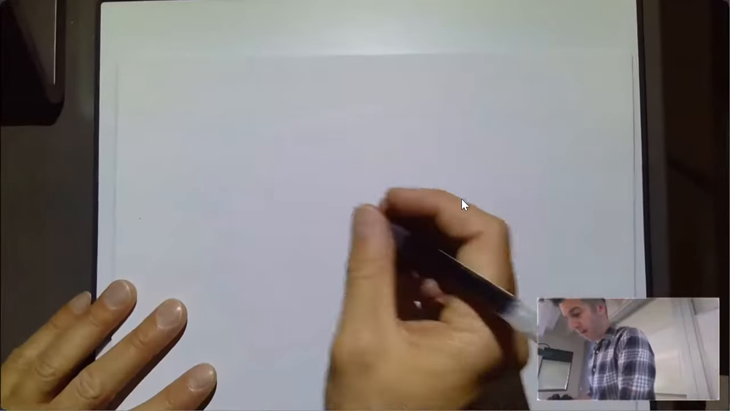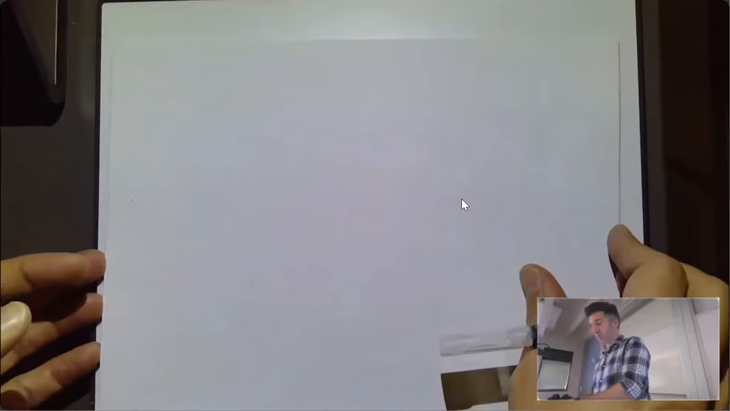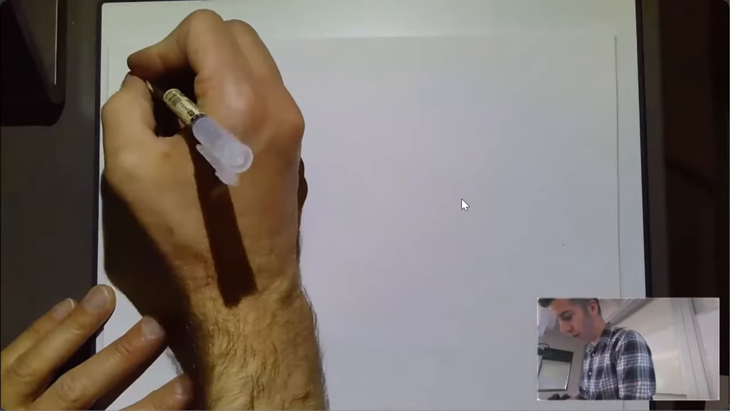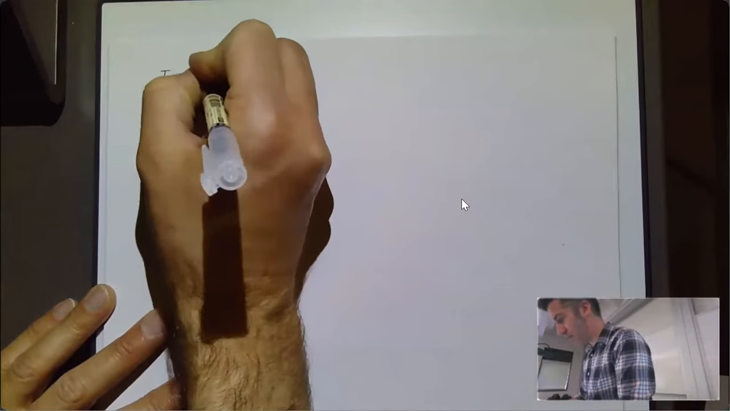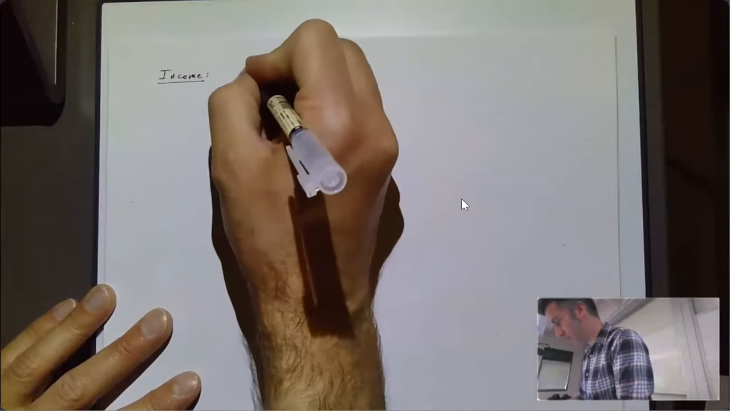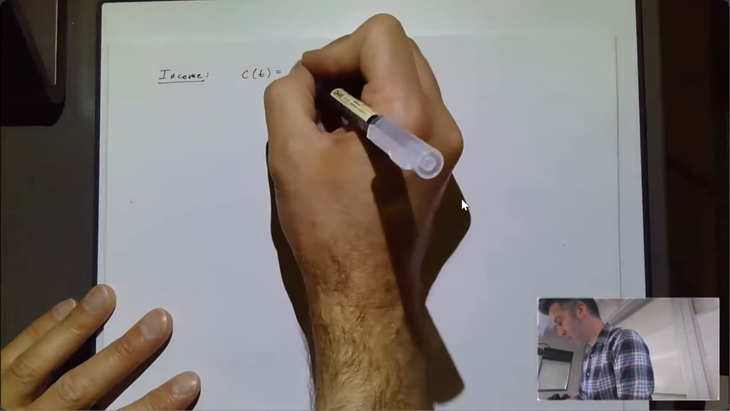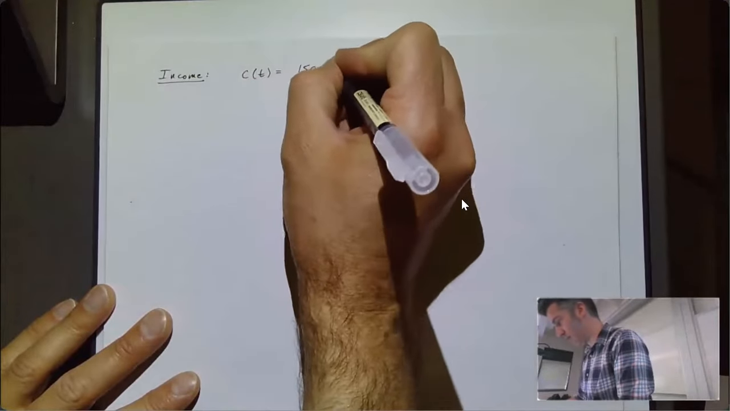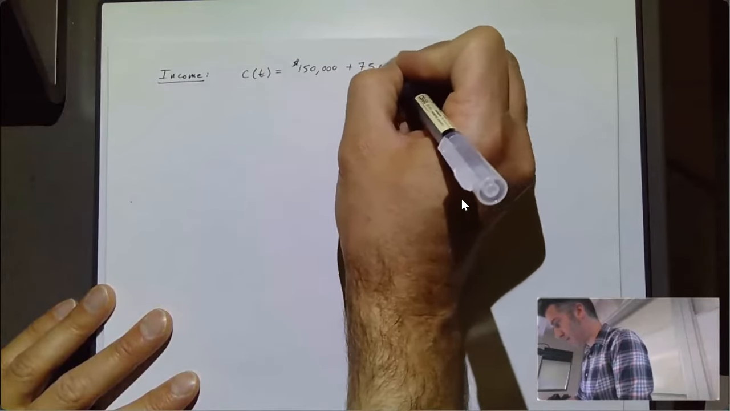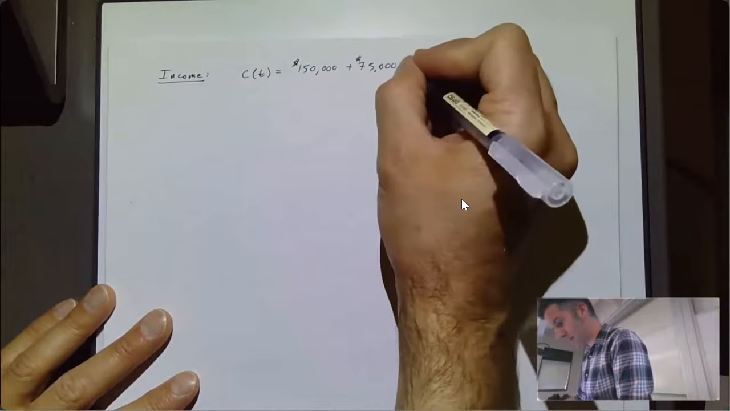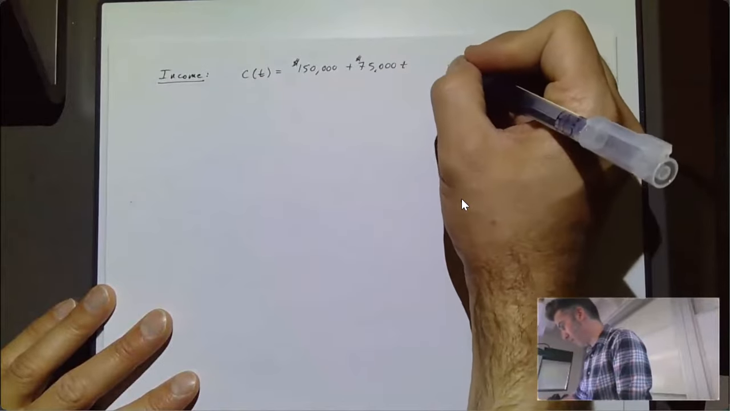So let's say we have something like this, and this is problem 69 from my textbook from this section, but it's an older textbook, so it might not exactly correlate. Let's say we have the following income function. So income is given by C of t equal to $150,000 plus $75,000 times t for a 4-year period.